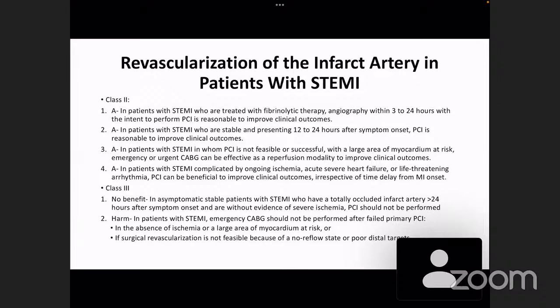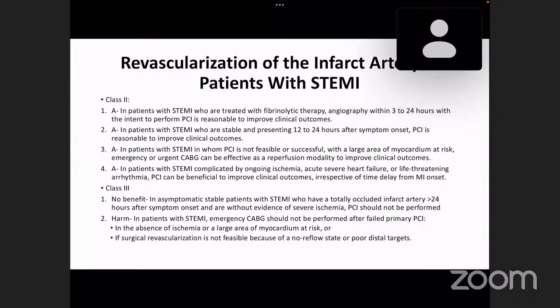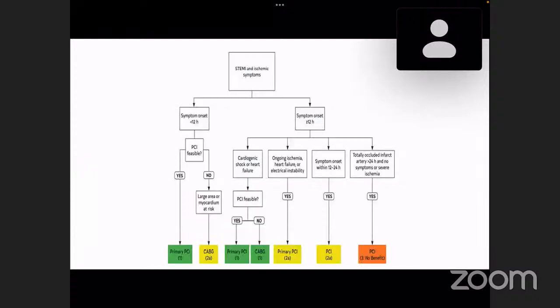For the harm: in patients with STEMI, emergency CABG should not be performed after failed primary PCI in 2 cases: in the absence of ischemia or a large area of myocardium at risk, or if surgical revascularization is not feasible because of a no-flow state or poor distal targets. This diagram summarizes the previous indications.